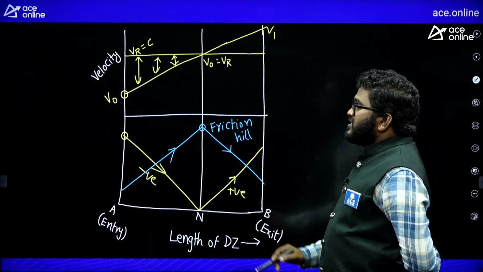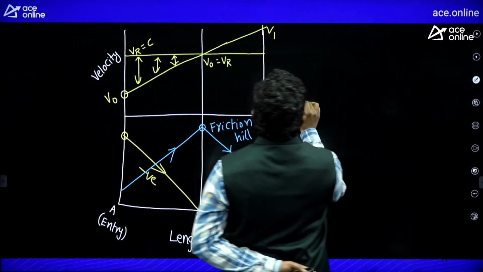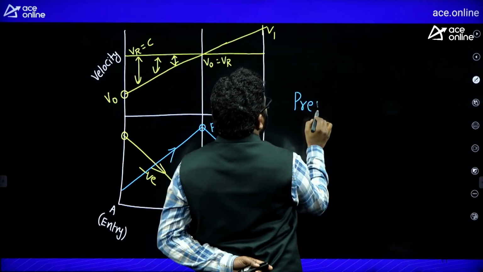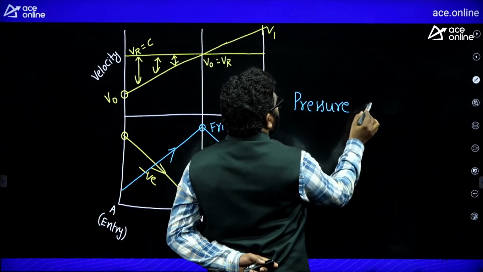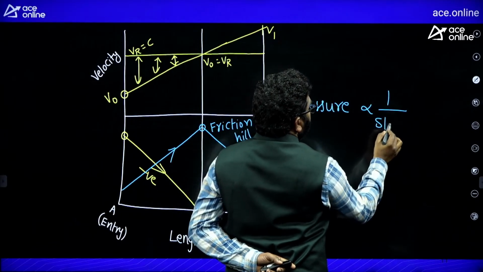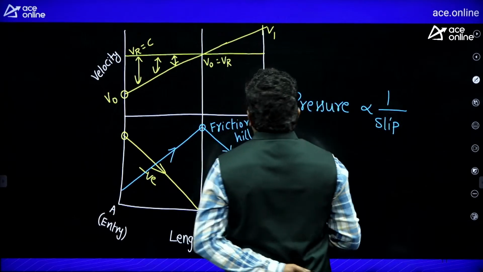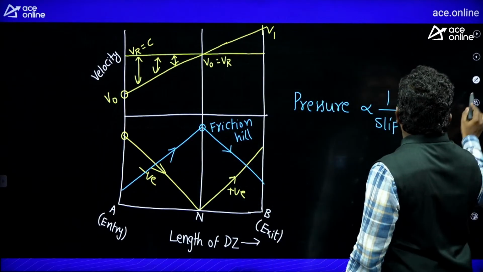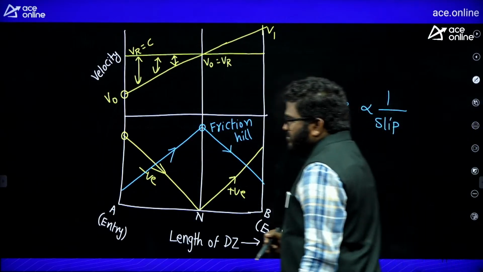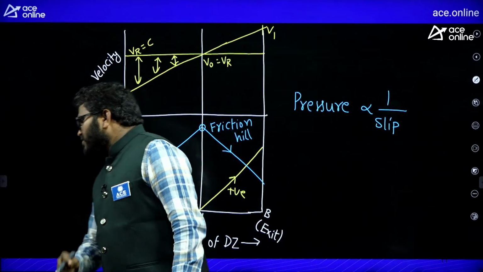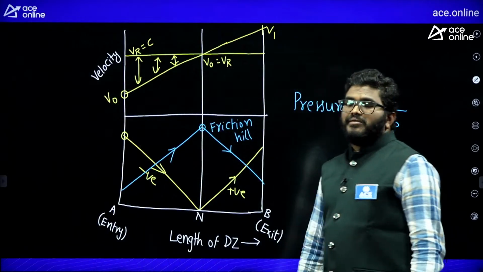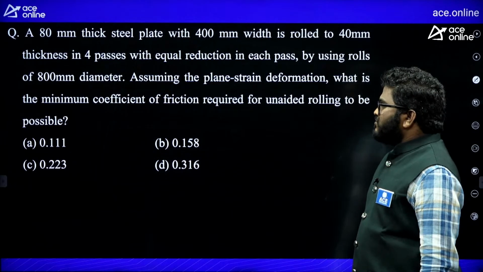And opposite to the slip, there is pressure. So remember, pressure is proportional to 1 by slip. This is the information about pressure and slip. Right, next question.